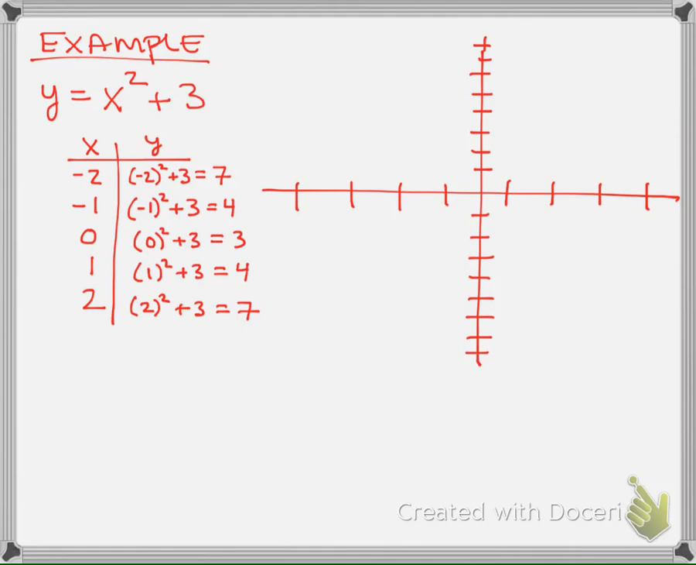Now let's graph the points on the graph. So the first point we were given was -2, 7. So we're going to go -2 to the left and 1, 2, 3, 4, 5, 6, 7 up. So here's our first point. The next one, we're going to go -1 to the left, 4 up. So -1, 1, 2, 3, 4. We get a point roughly right here. The next one, 0, 3. So 0 at the origin, then 3 up, 1, 2, 3.